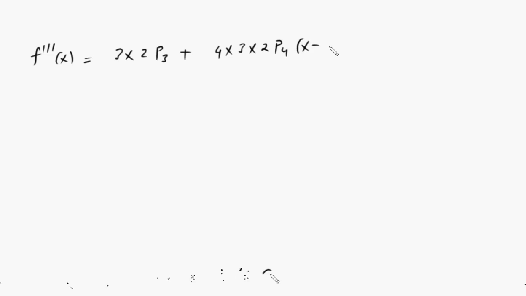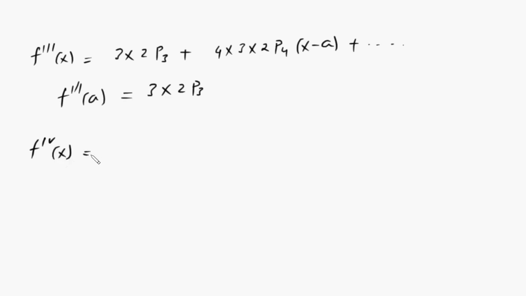So I'll get it from the third derivative of fx, okay? Which is what? Is 3 times 2 p3 plus 4 times 3 times 2 p4 times x minus a na kuendelea, right? So my f dash dash dash a, maki kwenye x naweka a, so I just remain with 3 times 2 p3. What about fourth derivative of fa? I'll get it from fourth derivative of fx, which is just 4 times 3 times 2 p4. Ndo tulipata vile saa zile.